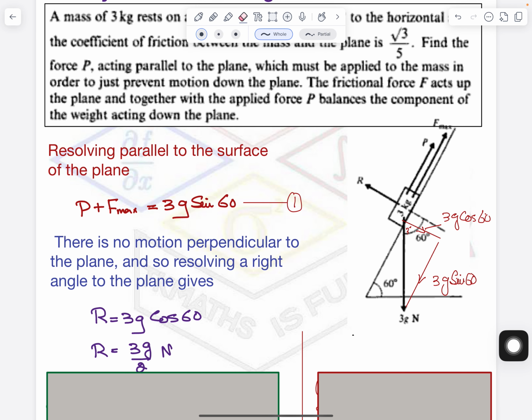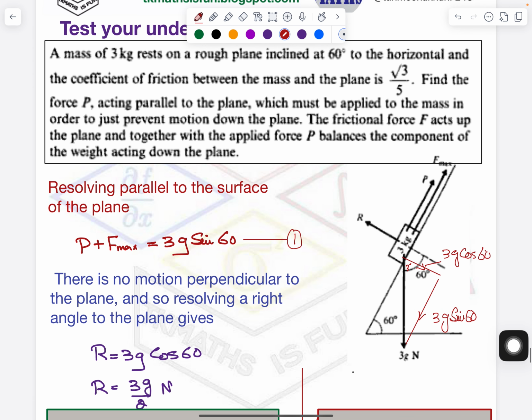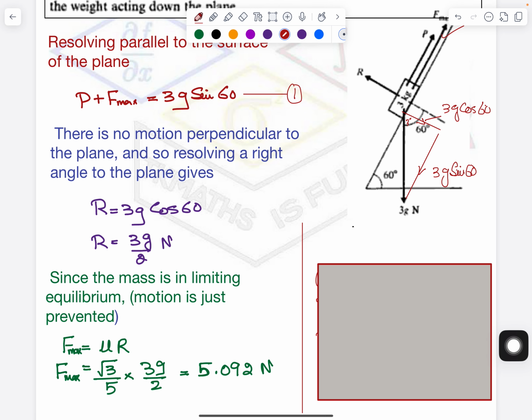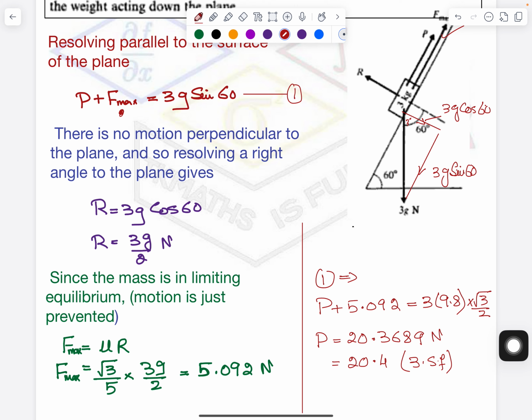And then what will you do? Or you have done basically, because you have already solved the question and now you are checking it. It is written here very clearly, prevent motion down the plane, right? And that's why the frictional force is acting upward. So it is very, very important to note down all these important aspects of the force. So now you know maximum frictional force, and you will just substitute in equation 1 to get the value of P. I hope you have done exactly the same way and you got the answer 20.4, final answer to 3 significant figures.